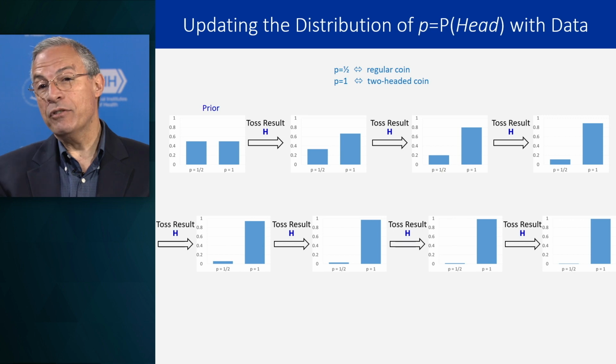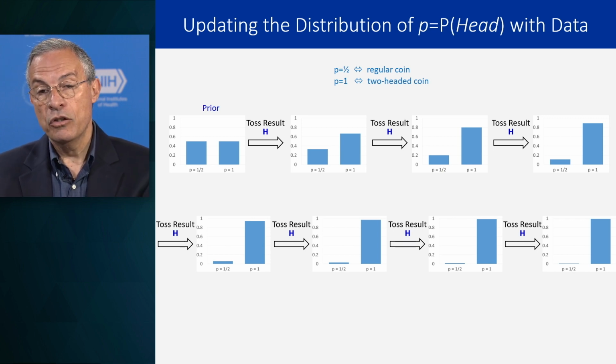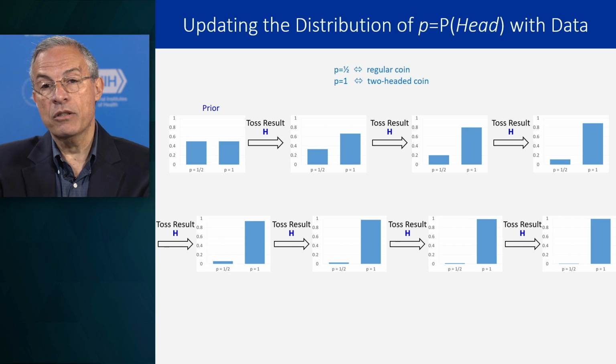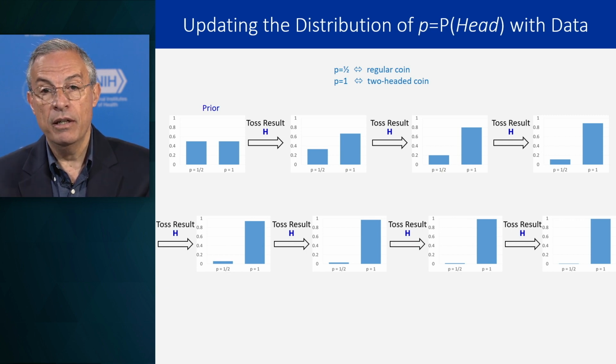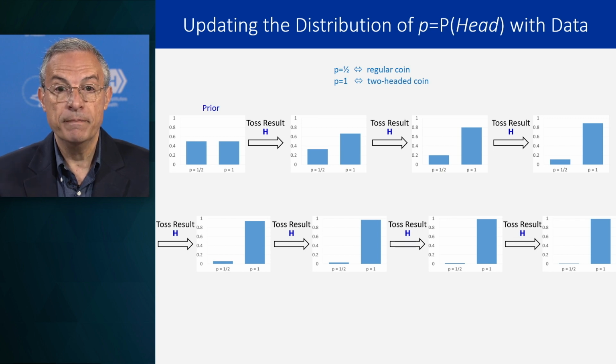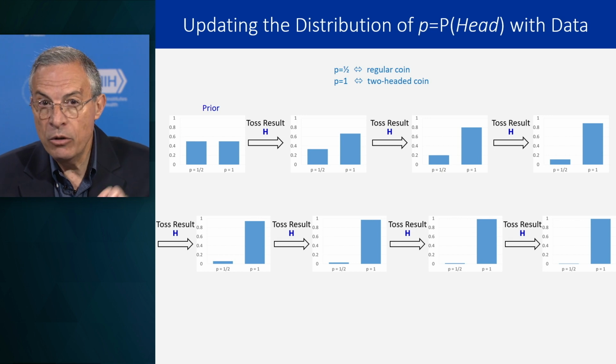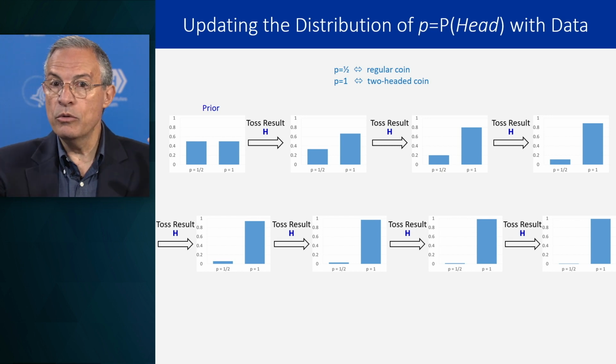So you can see after 7 tosses and 7 heads, the distribution of P now is clearly in favor of the two-headed coin. So you can see with every toss we've updated. Now notice the difference between the two situations.